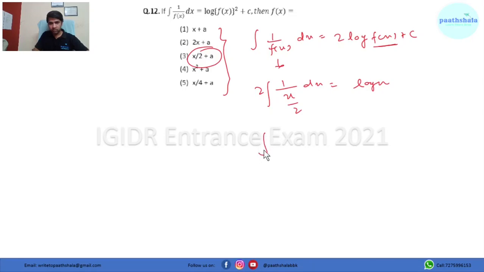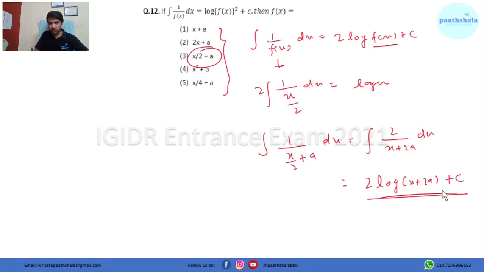Suppose I want to integrate x by 2 plus a dx, so what will we get? We will get integral 2 upon x plus 2a dx. So this will come out to be 2 log (x plus 2a) plus c. So you can see that this expression and this expression are the same. So f(x) equals nothing but x by 2 plus a. So this will be your answer. If I go by choices, option 3 is the right option.